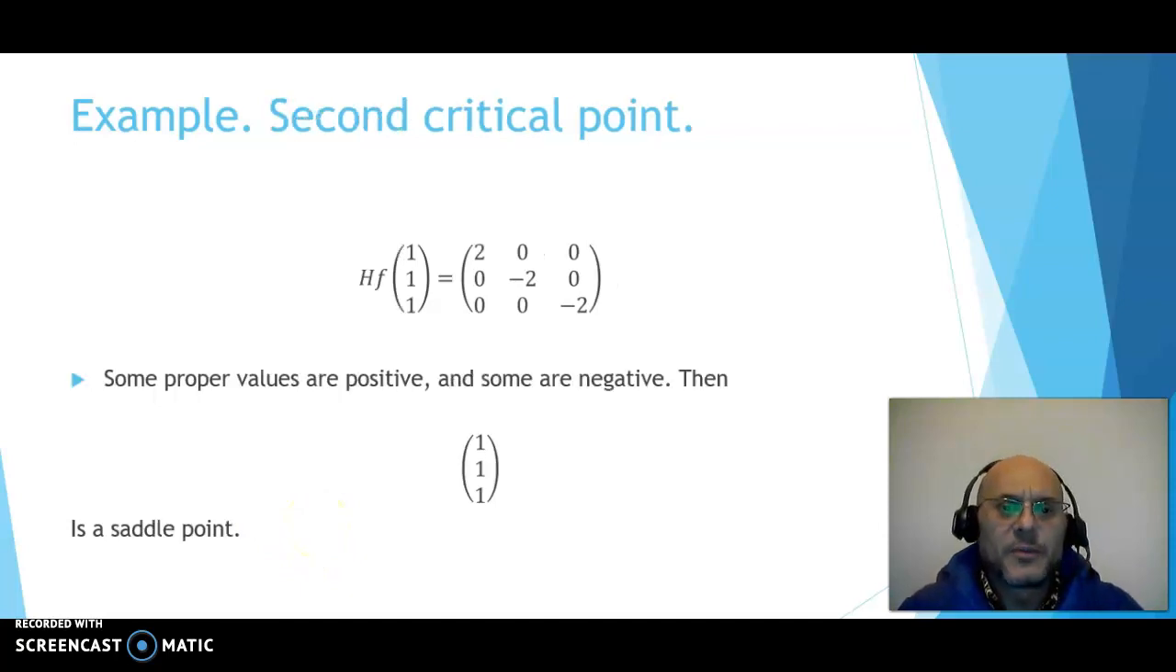The second critical point, this (1, 1, 1), compute its Hessian matrix. Some proper values are positive and some are negative. We have both positive and negative. This matrix is indefinite because no proper value is 0, but some are negative, some are positive. Then this point is a saddle point. It's a critical point. It's a saddle point because the Hessian matrix has some positive proper values and some negative proper values.